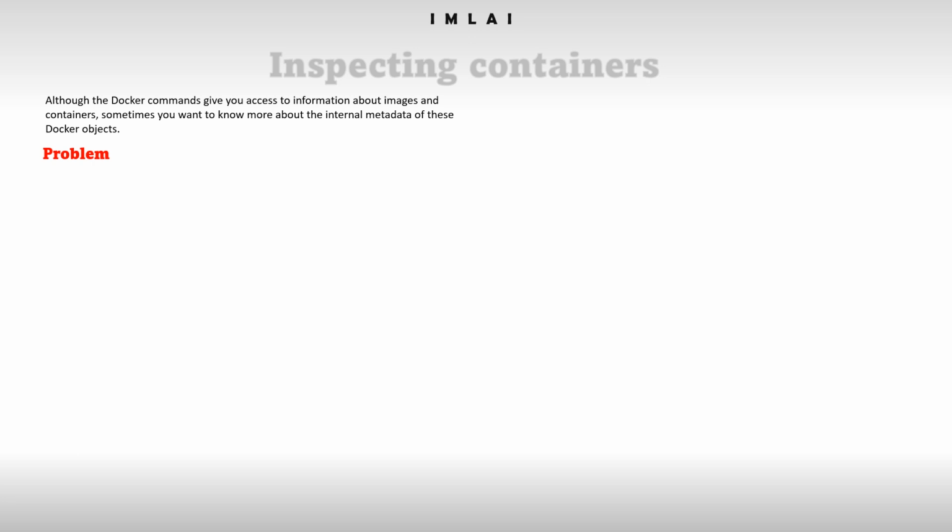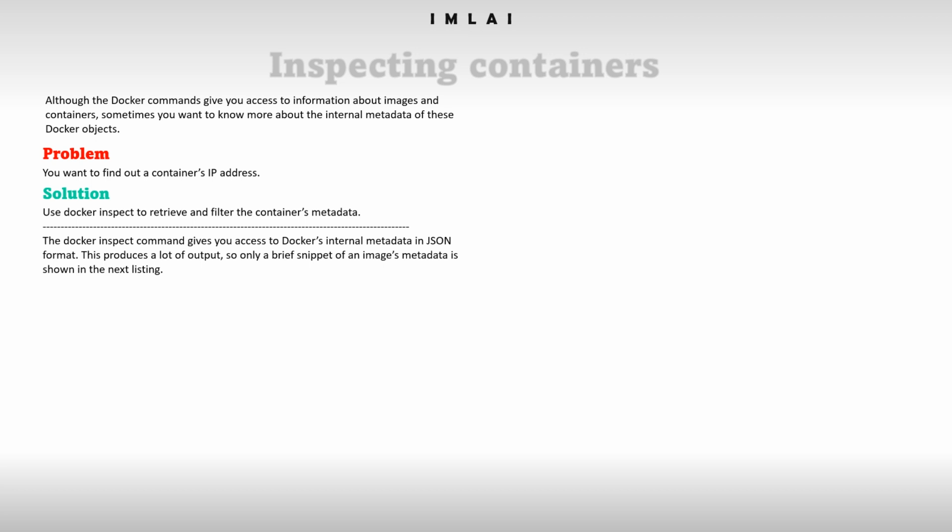In this case, the next problem statement is we want to find out a container's IP address on our host. To do this, we need to use the docker inspect command with the specific format. Okay, so now let's jump into that and we'll see.